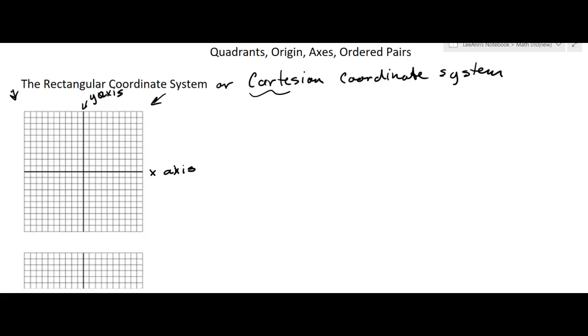Oh, I was going to tell you, Cartesian, it's named after a French mathematician, and his name is René Descartes. Okay, so that's where we get that. But you'll see it called the rectangular coordinate system. Okay, so we have two axes. That's the plural of axis. So you have an x-axis going horizontally and a y-axis going vertically. Where they intersect, right here, that point is called the origin. And the coordinates for that point are 0, 0. So that's where things are starting.